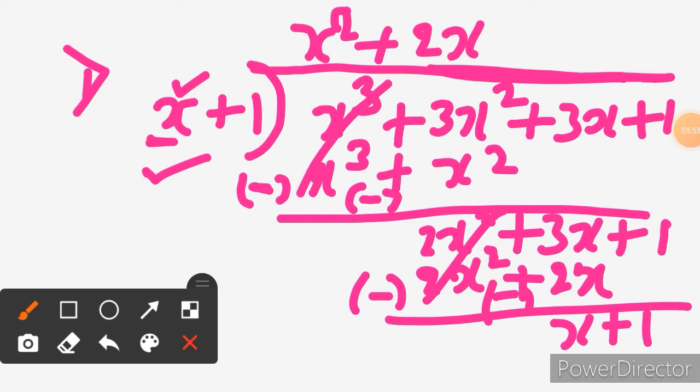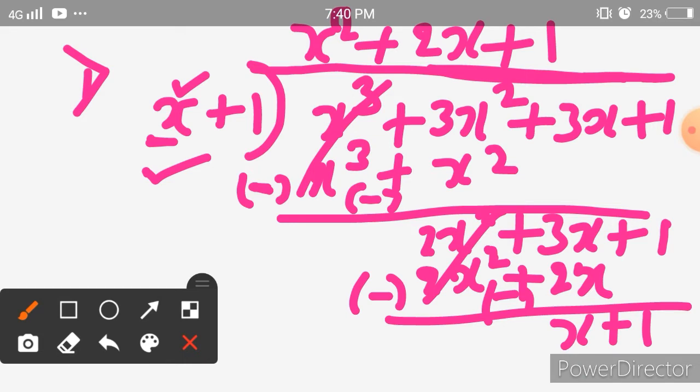So now I want to get x as the first term for this step. For that, I'll just multiply by 1, because I already have x here in the divisor.